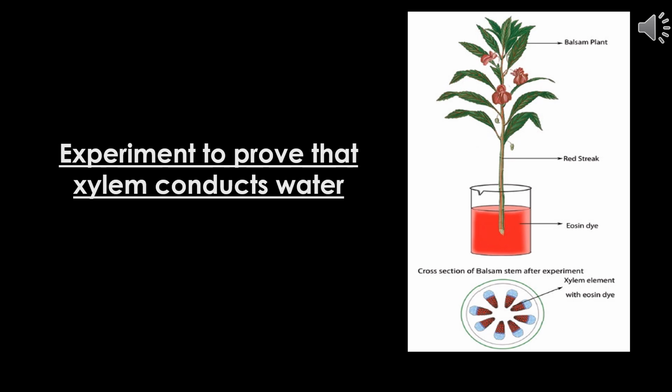Cut a thin slice of stem of the twig. Keep this slice of the stem on a glass slide. Put a few drops of water on the slide. Observe the slide under a microscope. You will observe that only the xylem gets stained as water is transported up through the xylem.